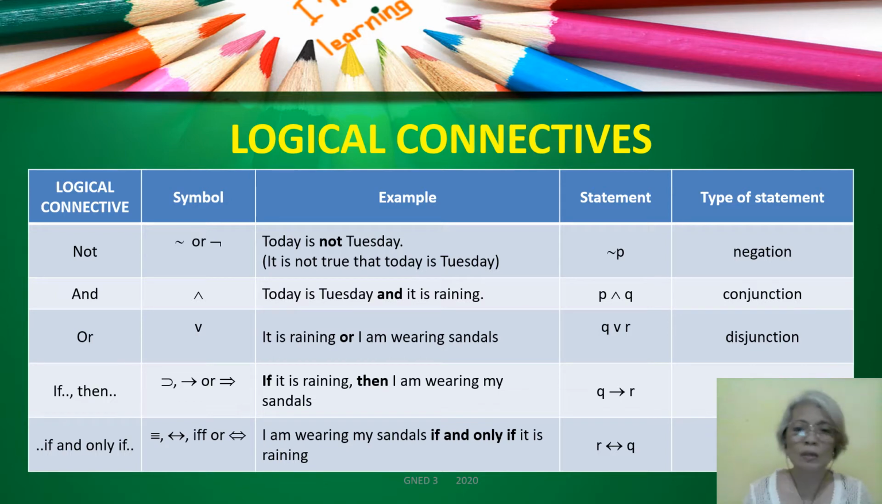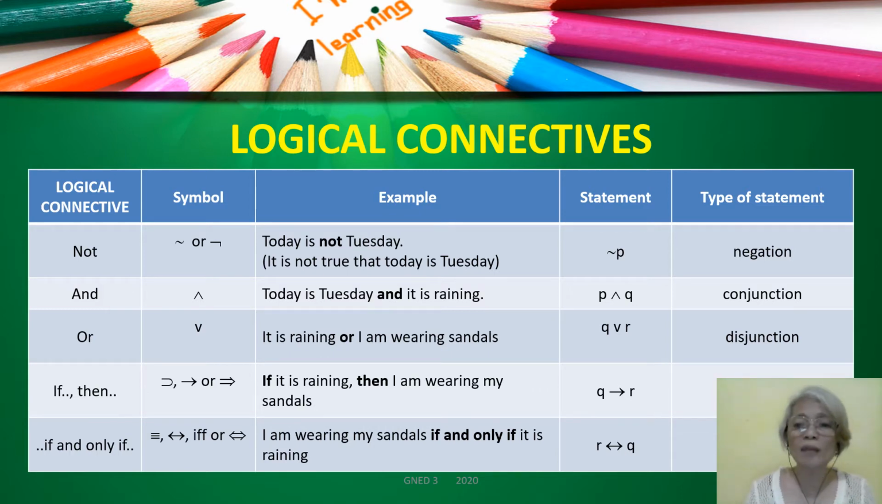Number one, which is a negation, is not actually a compound statement. We just use the symbol tilde, or sometimes called squiggly or twiddle, to denote a negation. Recall our proposition, today is Tuesday, which we represented by small p. We can negate that by saying today is not Tuesday, or it is not true that today is Tuesday, and then we affix the tilde to our p. So we now have not p, which is a negation.